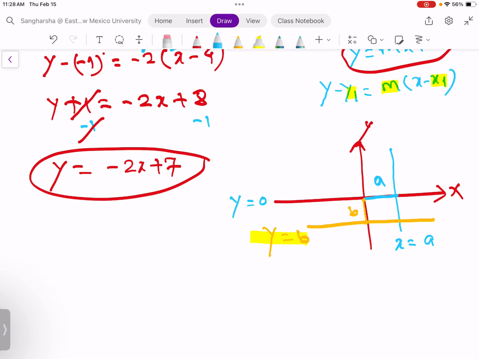What about the y-axis? What would be the equation for the y-axis? The y-axis is a vertical line, and the equation is x equals 0 because its x-intercept is 0. The distance of the y-axis from the y-axis is 0, so there is no distance. So x equals 0 is your y-axis, y equals 0 is the x-axis. Do not get confused. All right, now let's go to the next, number 9.